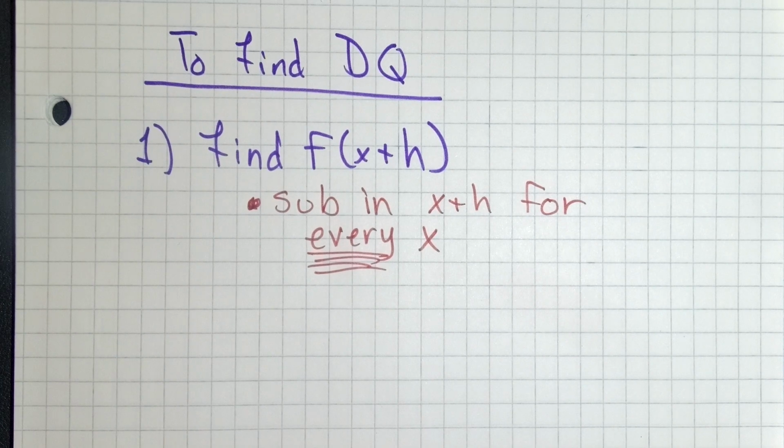If you have 1x, you substitute it in once; 2x's, twice; 3x's, 3 times. If you have an x in the numerator and denominator, substitute it in the numerator and denominator.